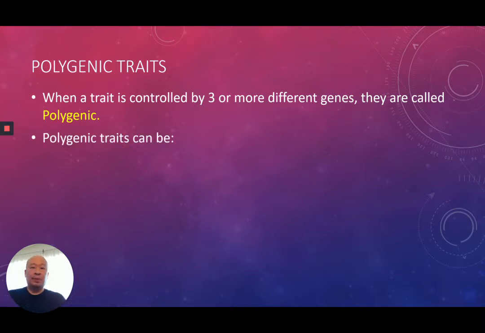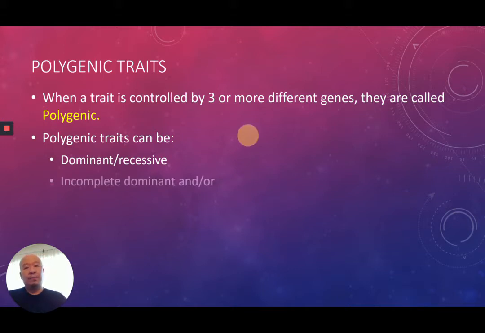In terms of what inheritance pattern they can be, polygenic traits can be dominant and recessive. Okay, those are the two most common ones that we know of and studied in the past. They can also be incomplete dominant, okay, which is something that we just looked at recently. And we can also find some evidence that many polygenic traits are also codominant, having 2 genes that are more or less equally dominant over each other.